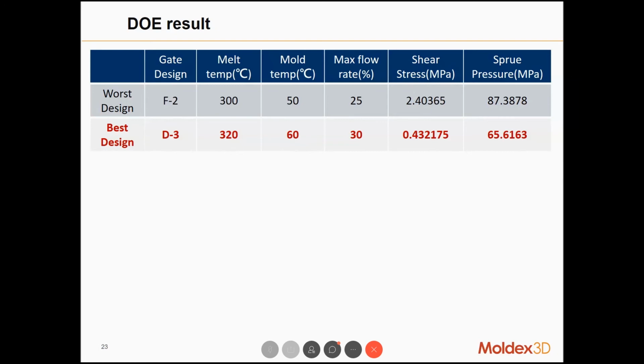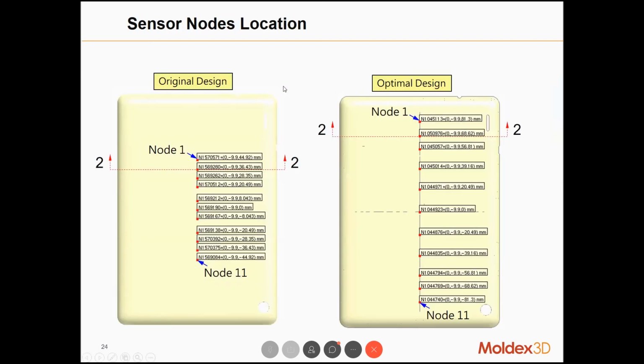So here is the simulation comparing the original design and the optimal design. You can see that we set up some nodes in order to catch the behavior here. With the optimal design, because we changed the shape of the gate, it was changed to a longer one. So we put a sensor node across the gate with the same intersection, the same percentage of the intersection.